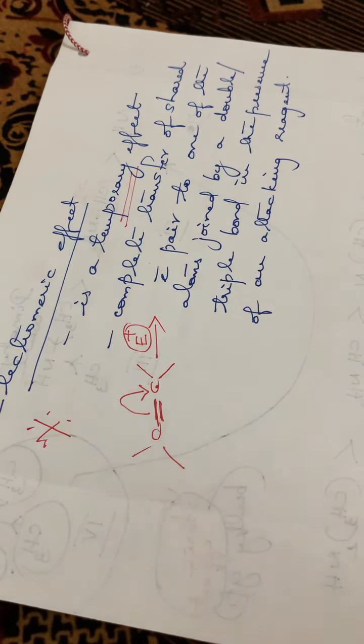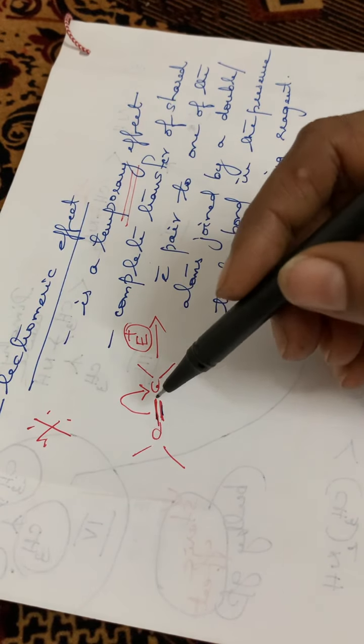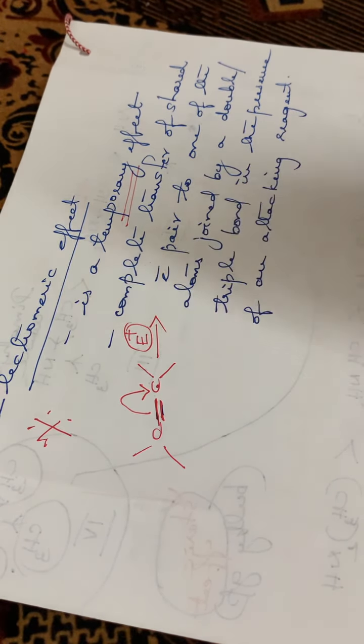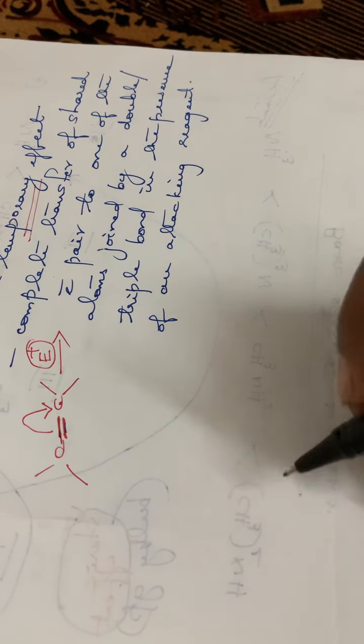Okay, so if the attacking electrophile is removed, the original bonds will be restored. Then we can go through some of the examples here also.